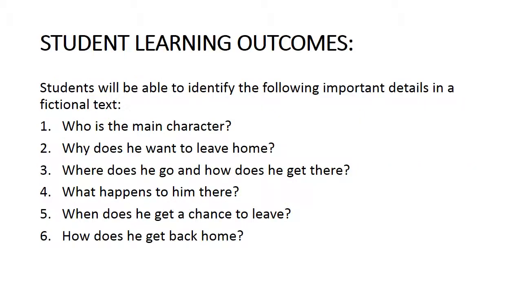So here we have my student learning outcomes. Students will be able to identify, again, that action verb that you can see, the following important details in a fictional text. Who is the main character? Why does he want to leave home? Where does he go? How does he get there? What happens to him there? When does he get a chance to leave? And how does he get back home? So again, the key word here is they will be able to identify important details. I can see them doing that. I can measure that to some degree.